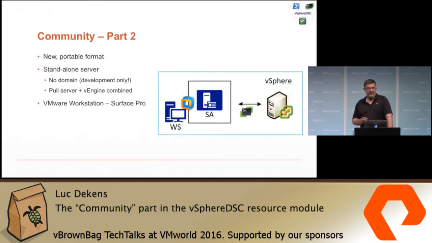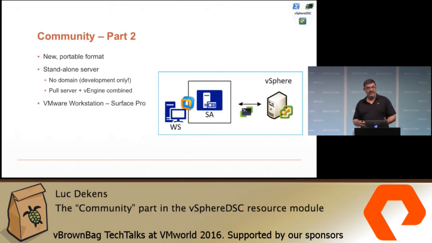What I did is I tried to simplify this environment. So I now went for a standalone server, as you can see on this drawing, and it only contains the pull server and the vEngine. So the pull server is the one, if you remember, that has the modules and the resource definitions, and the vEngine is the one that actually talks through PowerCLI to your vSphere environment.